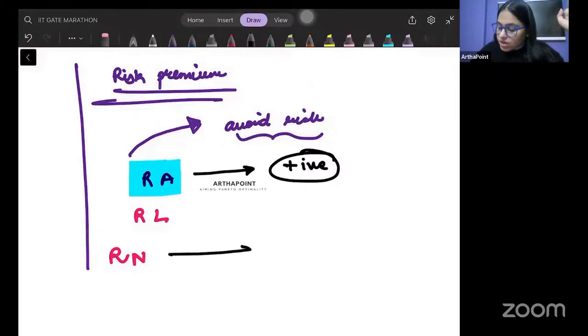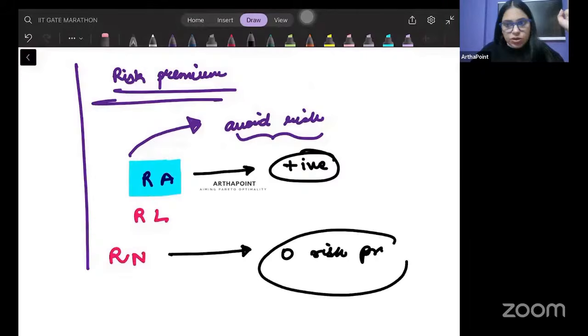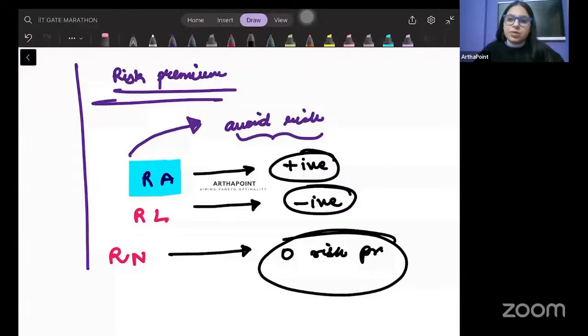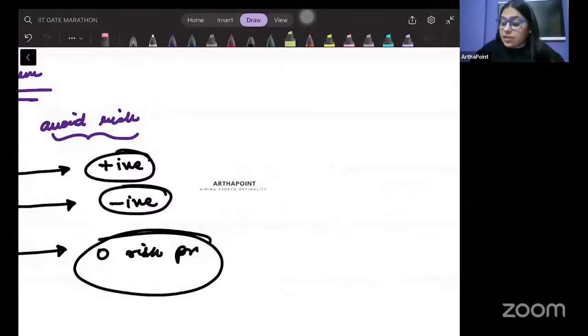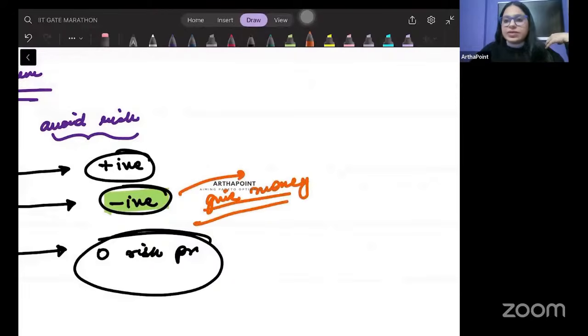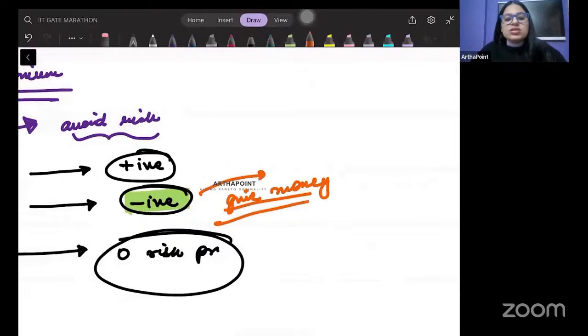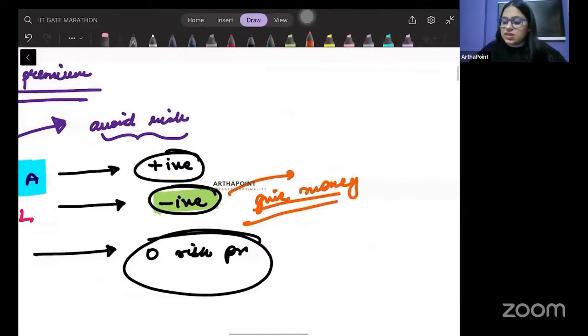A risk neutral person will have zero risk premium. He is neither willing to give money nor does he need money. And a risk lover individual will have negative risk premium. Why? Because he wants to take risk. So if you want to stop him from taking risk, you will have to give him money. So we talked about the concept of risk premium, where we said why risk premium can be positive, negative or zero.